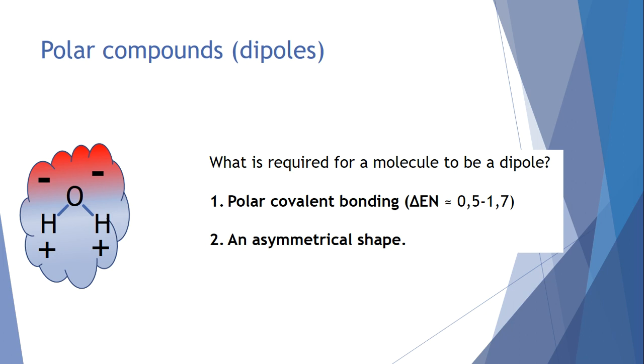Right, so to finish up, we're going to build some molecules and discuss whether or not they are polar in class, but there are 2 criteria that are required for a molecule to be a dipole. First and foremost, we need to have polar covalent bonding. And remember, that's a difference in electronegativity somewhere between 0.5 and 1.7. And it has to have an asymmetrical shape. And what do I mean by that? Well, we'll get to it in class, but try to visualize how a carbon dioxide molecule would look for now.